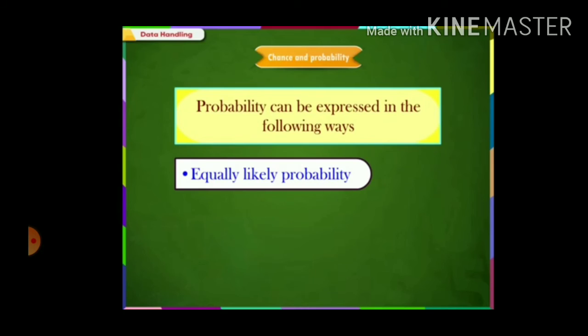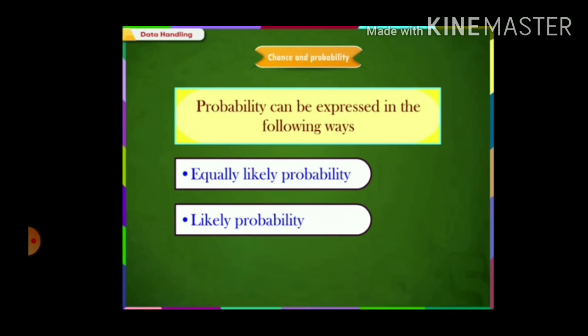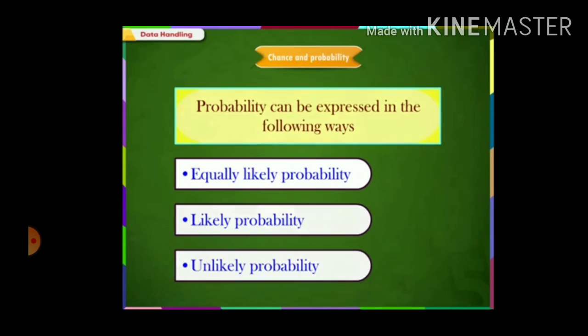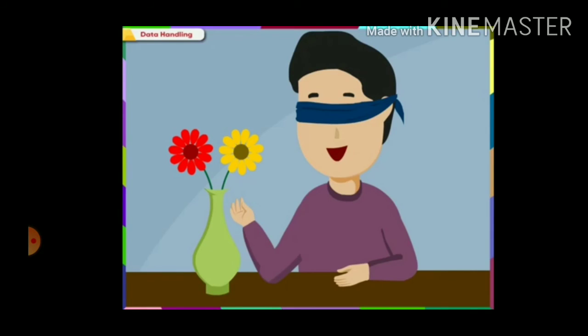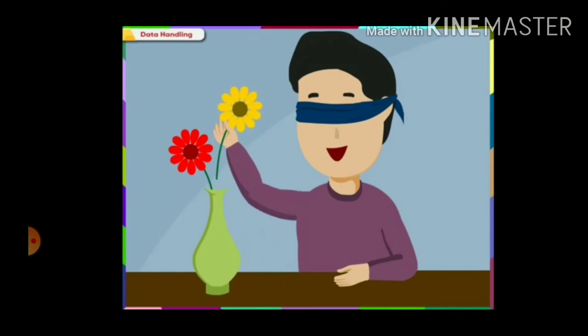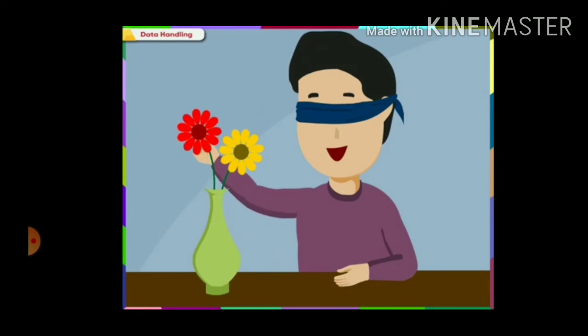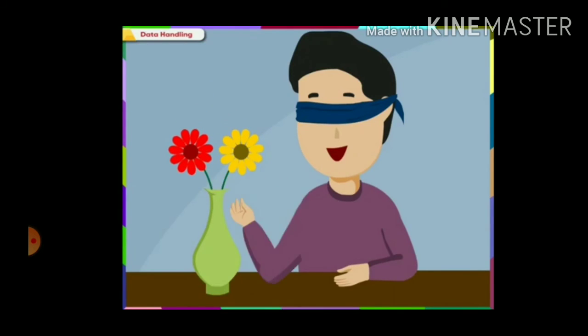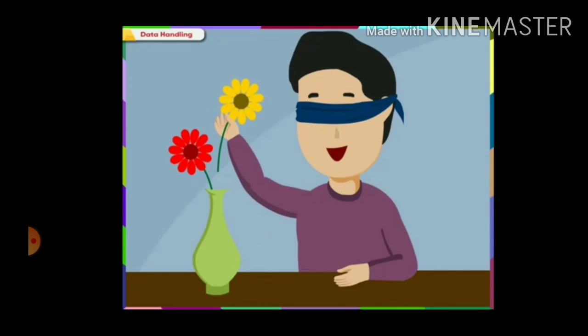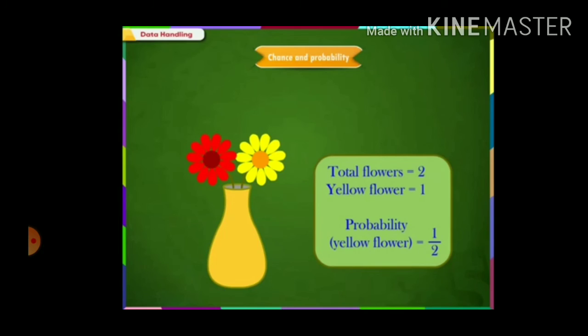Probability can be expressed in the following ways: equally likely probability, likely probability, unlikely probability. Equally likely probability: there are 2 flowers in a vase, one red and one yellow. Since there is one of each, the likelihood of picking a red or a yellow flower with your eyes blindfolded is equal. There is one yellow flower out of 2 flowers. Therefore, the probability of picking a yellow flower is 1/2.